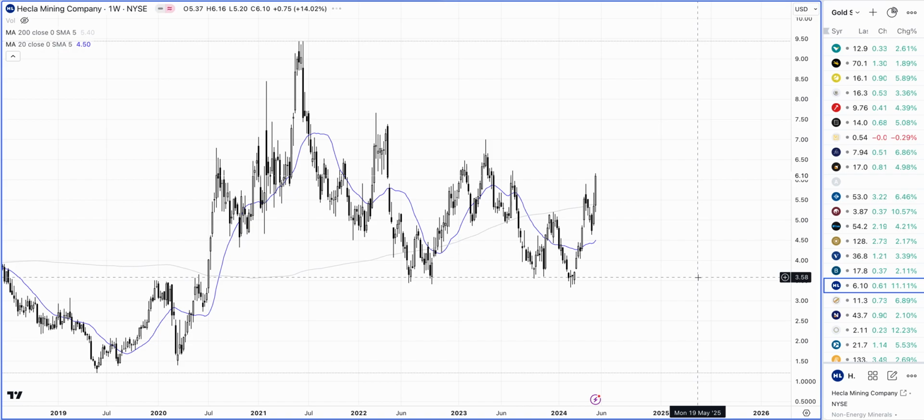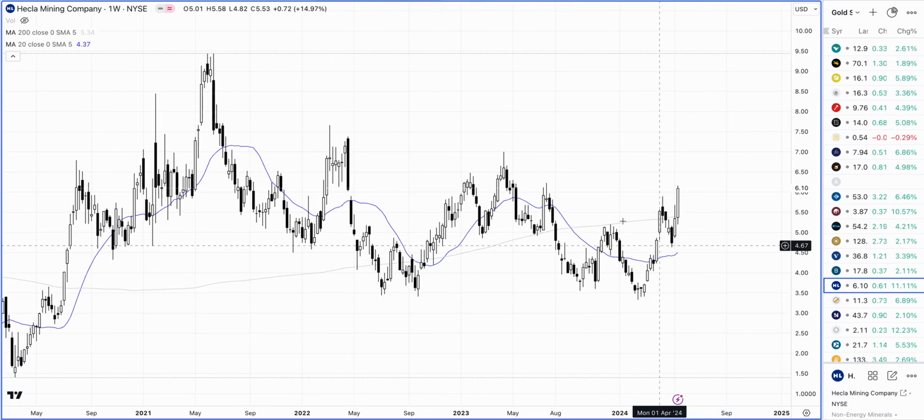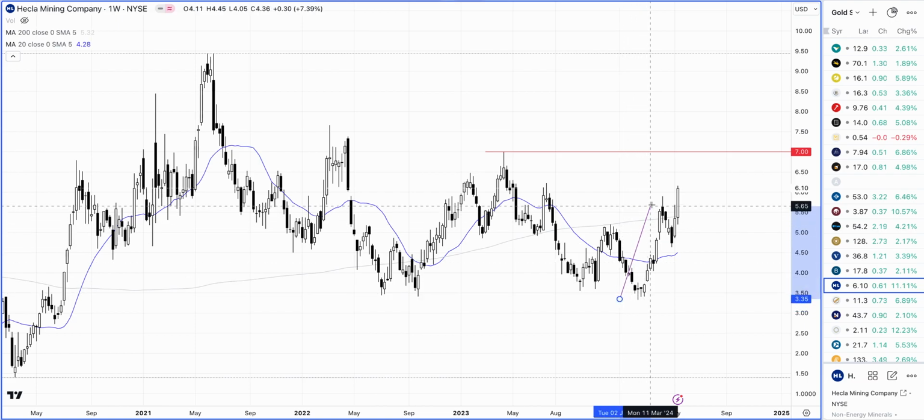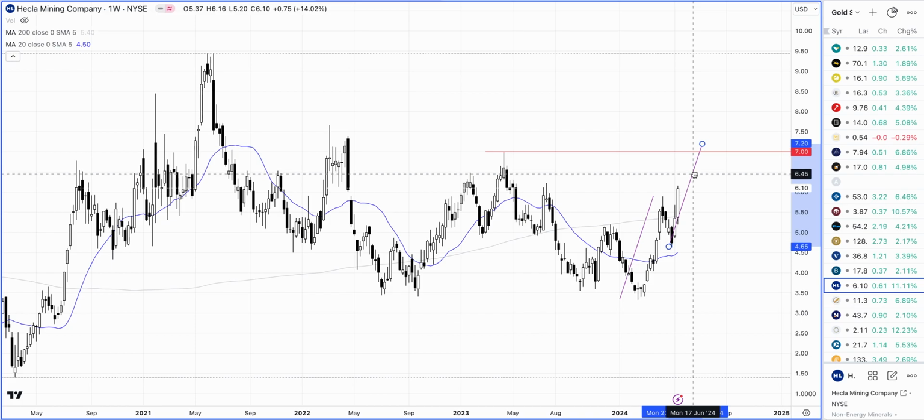This is Hecla on the weekly chart. Looks like it wants to go and test these highs. Boom. And then I think it's actually also in a confirmed ABCD higher. So there we go, going in that region.